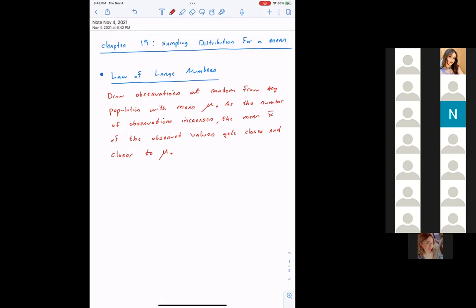For 100 flips, it would be even more surprising. For 1,000 flips, even more surprising. For 1,000,000 flips, even more surprising. Because as the number of flips increases, I really expect the value to get closer and closer to 50%. So to be far away from 50% for large values would be a little surprising. Does that make sense? Yes. So this is the law of large numbers.